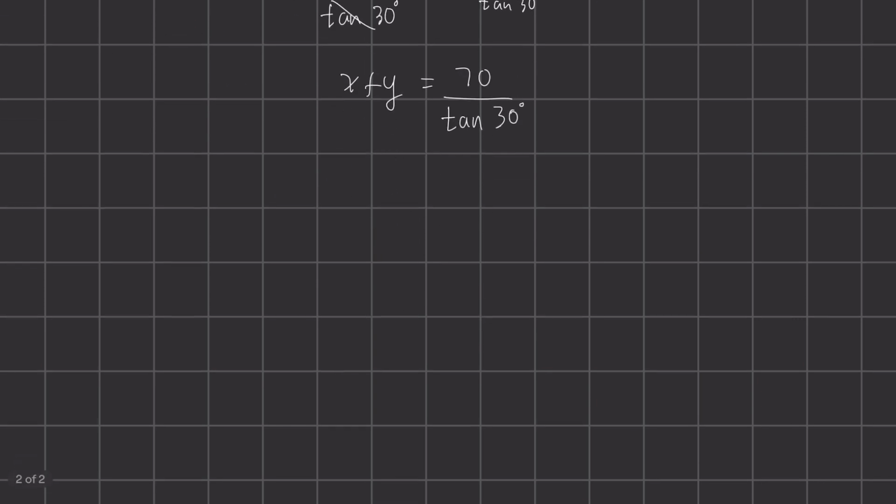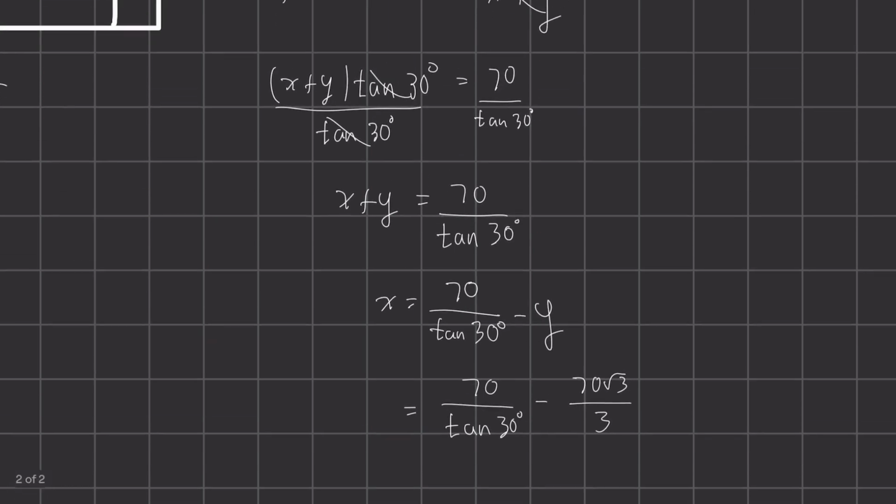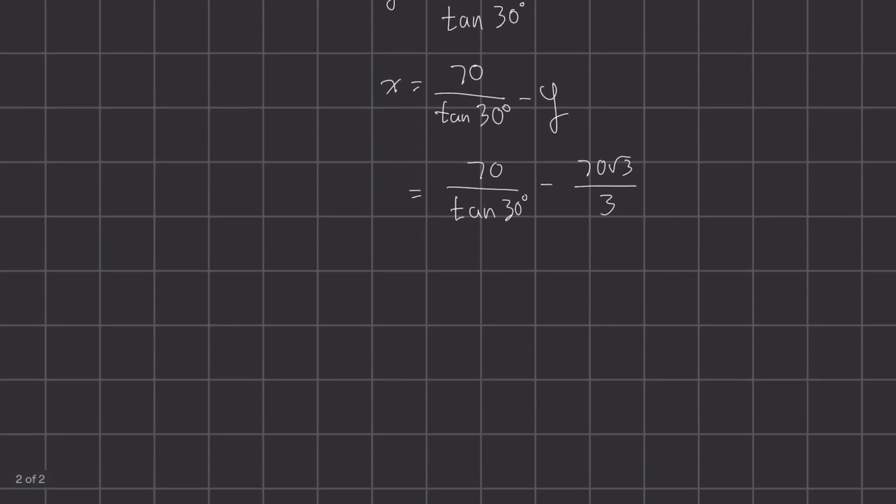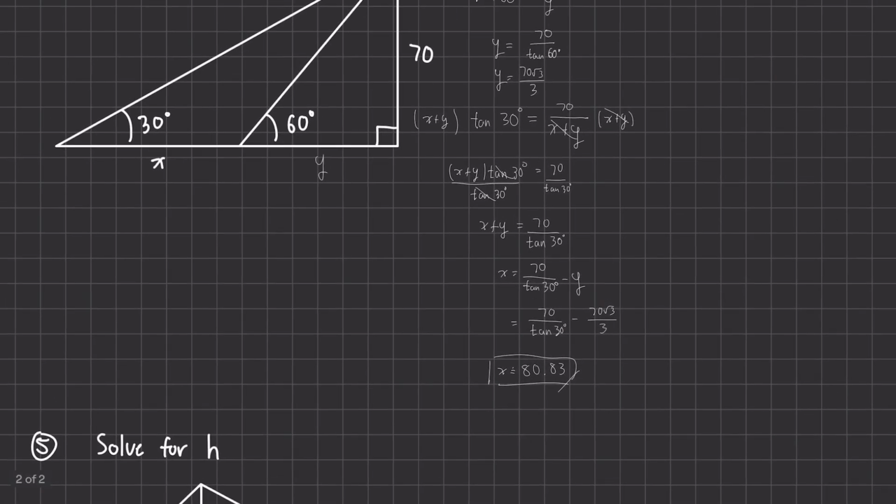And just subtract both sides by y, giving us x is equal to 70 over tangent 30 minus y, or simply 70 over tangent 30 minus 70 root 3 over 3, as we established earlier that y is equal to 70 root 3 over 3. So doing this calculation using a calculator, we get that x is approximately 80.83. And that would be your solution.